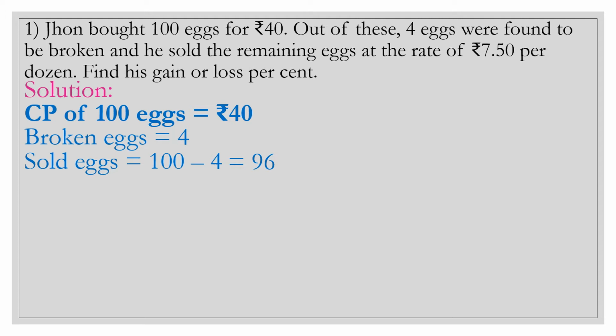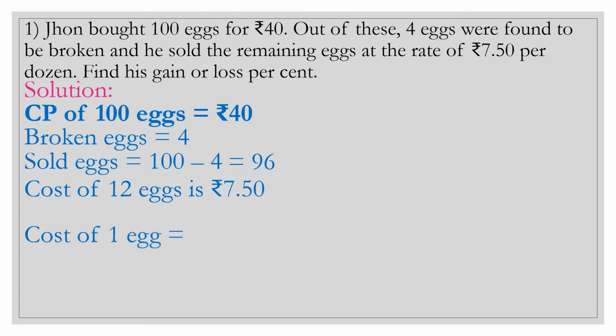And we know that 1 dozen is equal to 12 eggs. If the cost of 12 eggs is equal to rupees 7.50, therefore the cost of 1 egg is equal to... See, more is given, find out 1. What we have to do? Yes, division. So divide rupees 7.50 by 12. If we divide rupees 7.50 by 12, we get rupees 0.625. That means cost of 1 egg is equal to rupees 0.625.